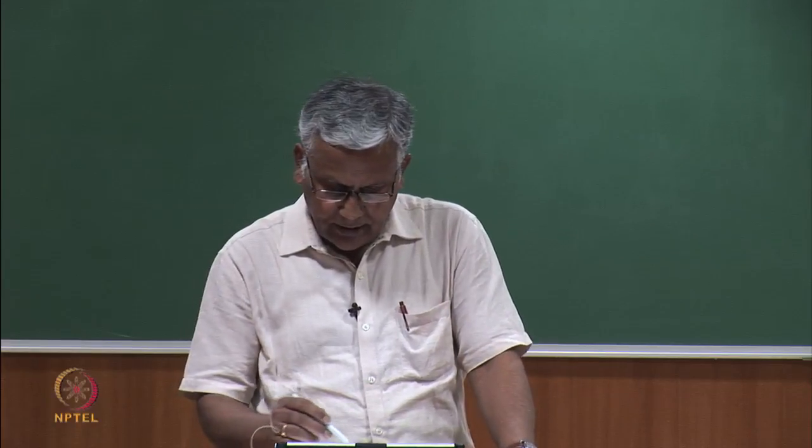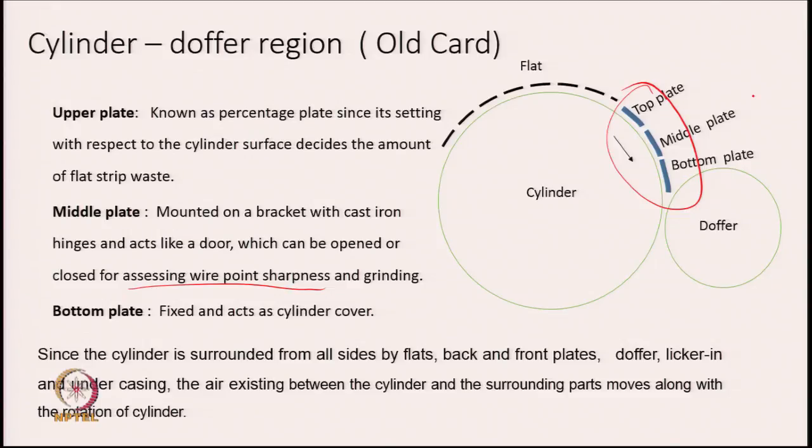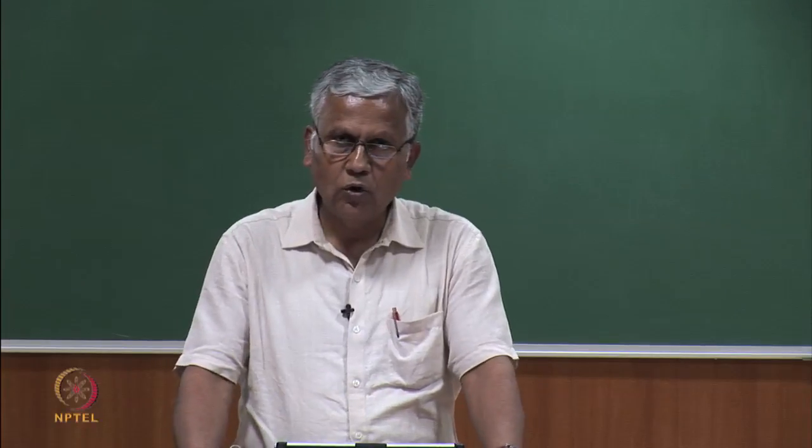So, what we see is that the cylinder actually is surrounded from all sides by flats, back and front plate, doffer, licker-in, undercasing, which is not shown here, the undercasing could be here, and therefore, the air existing between the cylinder and the surrounding parts moves along with the rotation of the cylinder. We have already discussed this earlier, that as the cylinder rotates, the layer of air which is adjacent to the cylinder also rotates along with it. This rotation of the air current has its own role to play.